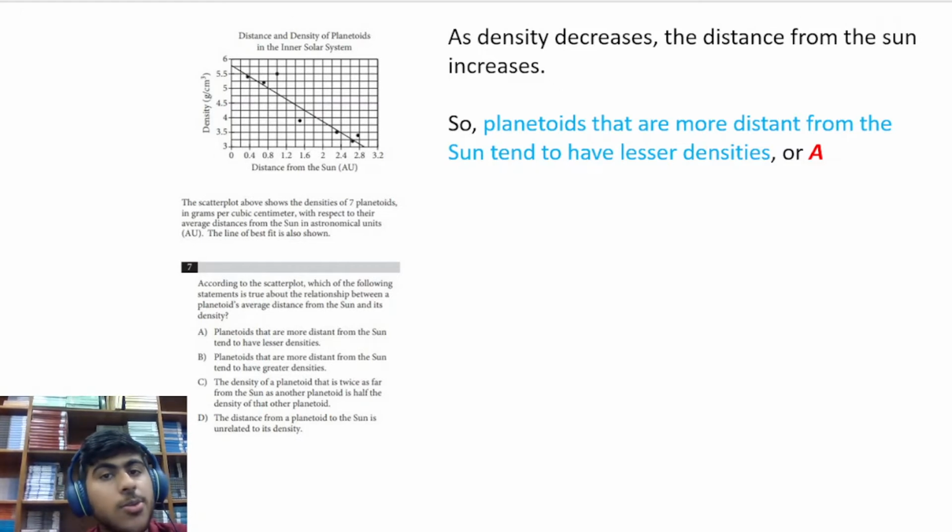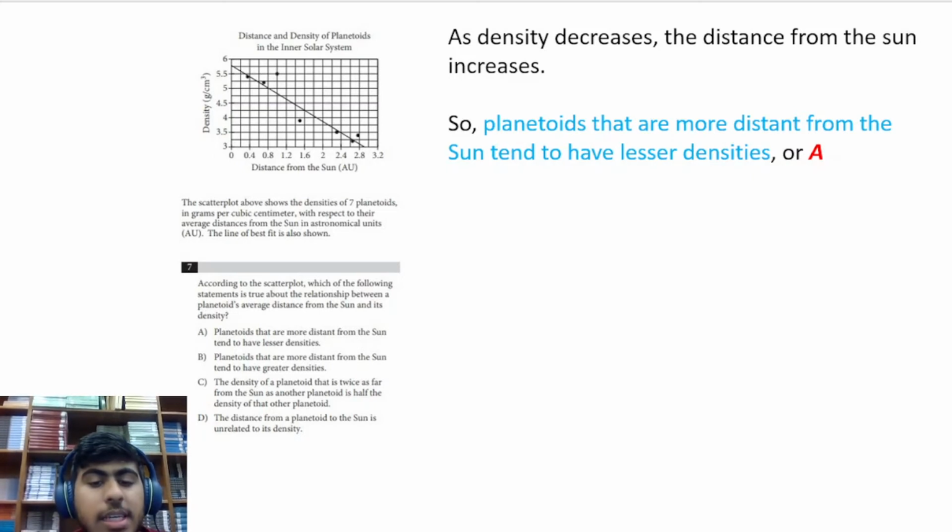Now we can also look at our other answer choices and cross them out just to be sure. Answer choice B is obviously the exact opposite of what we're talking about, so that's incorrect. Answer choice D is also obviously incorrect, since there's a clear change based on the AU, astronomical units, of the density.